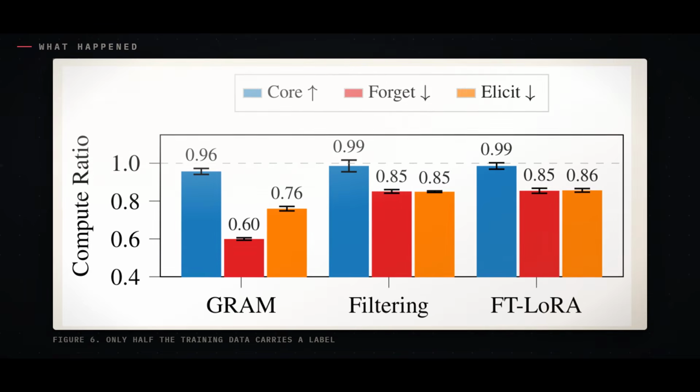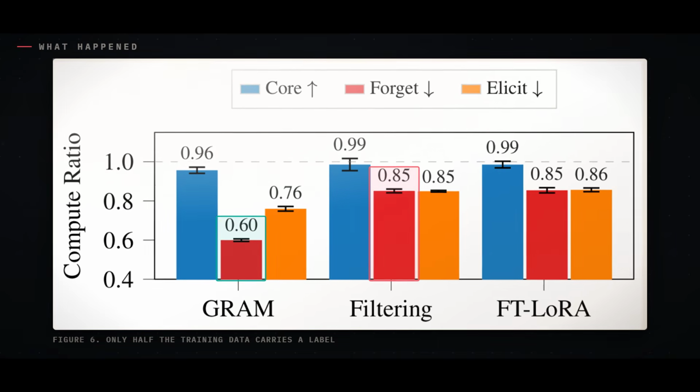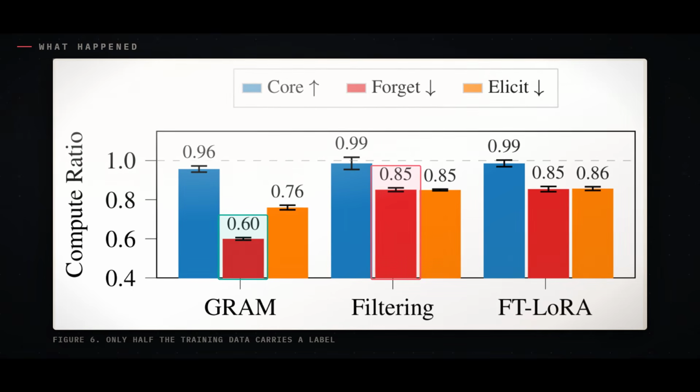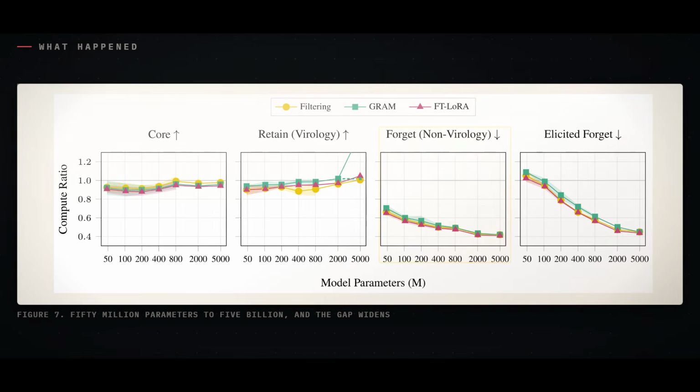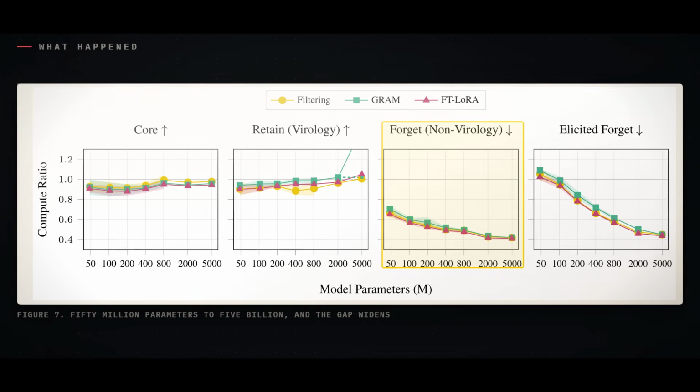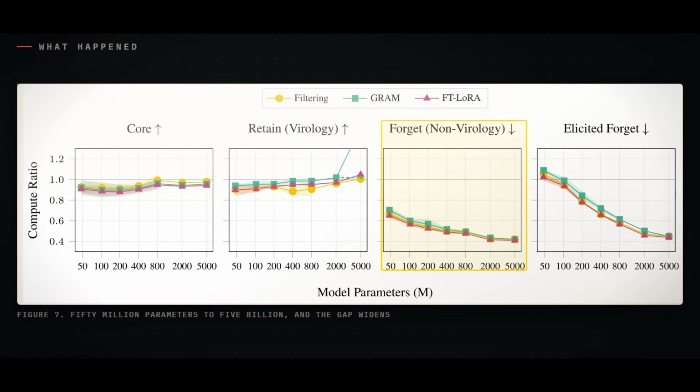The messier text is more revealing. Label only half the data and filtering's forgetting score worsens to 85. The modular model stays at 60. Then scale makes that result stronger. From 50 million to 5 billion parameters, the forgetting gap widens instead of collapsing.